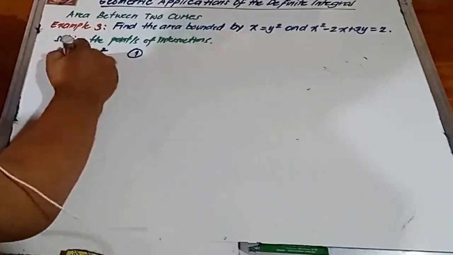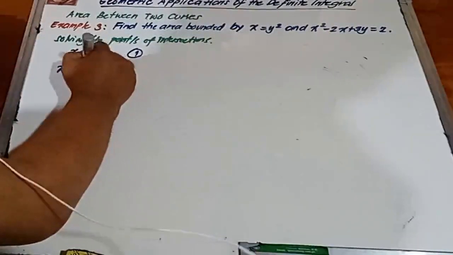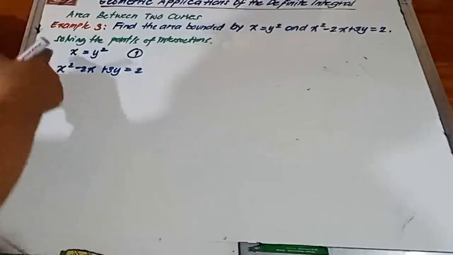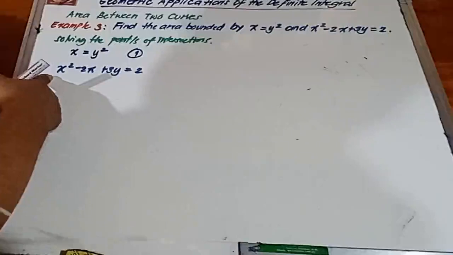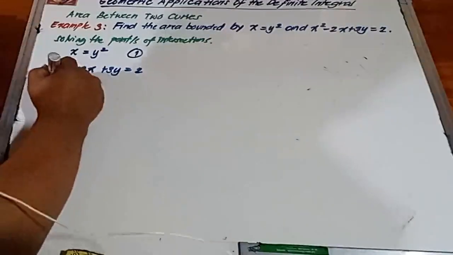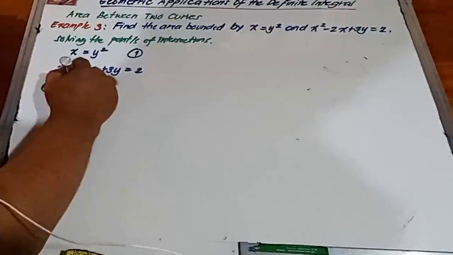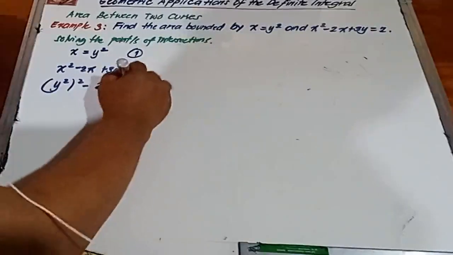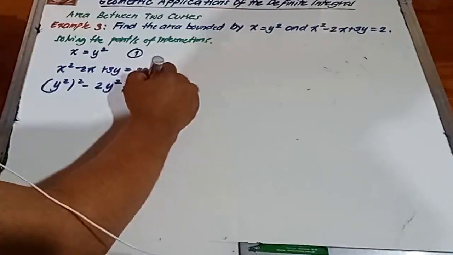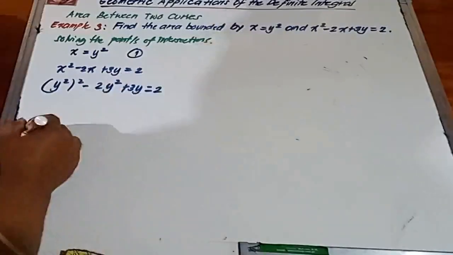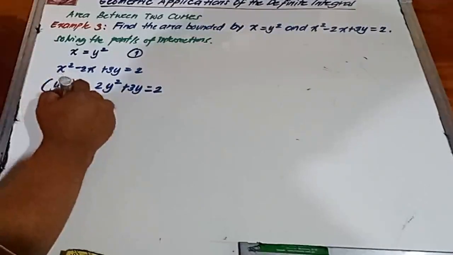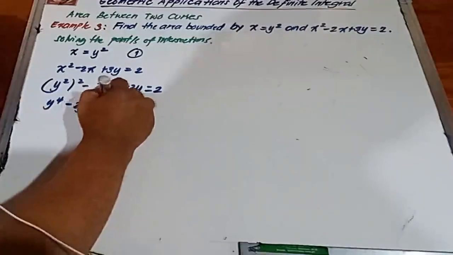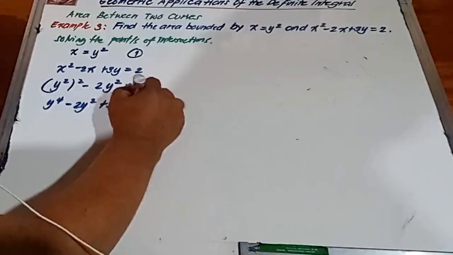So, we have x squared minus 2x plus 3y equal to 2. And x is y squared. So, re-replace ko lang si x ng y squared. So, we have y squared squared. Okay? Minus 2 times y squared plus 3y equal to 2. Okay? So, we have y to the fourth minus 2y squared plus 3y minus 2 equal to 0.